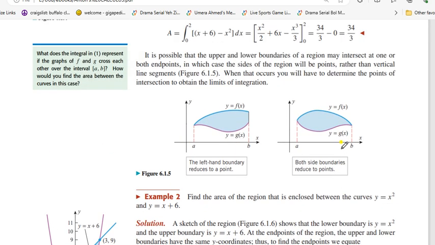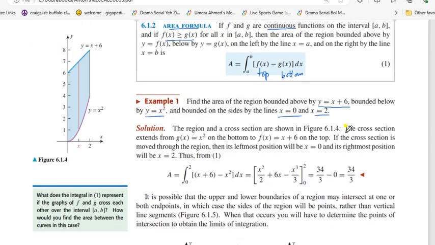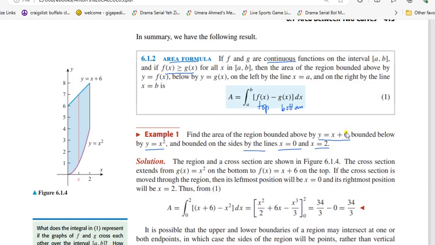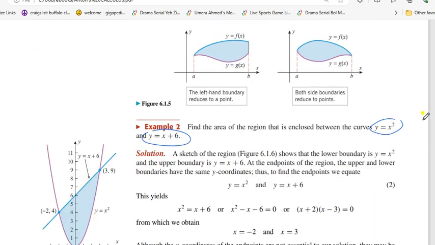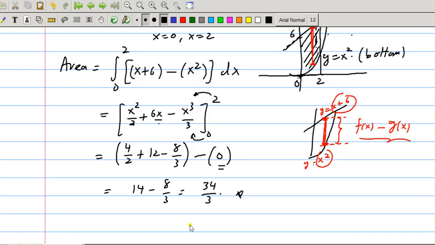Now they change the equation. Same question, x square and x plus 6, you see. What is missing? What is the difference between the previous example? Here they gave you the sides from 0 to 2. Here they did not give me the sides. They said find the area of the region that is enclosed by the two curves.